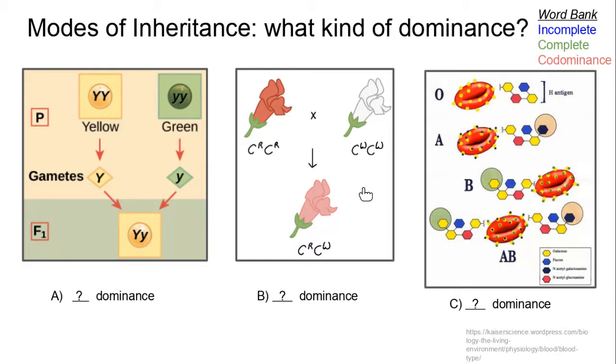Okay, so by exclusion, what's the middle one? Just put it on the chat. Right, yeah. Good job, Michael. Good job, Miss Sydney. Yeah, so the middle one is incomplete dominance.